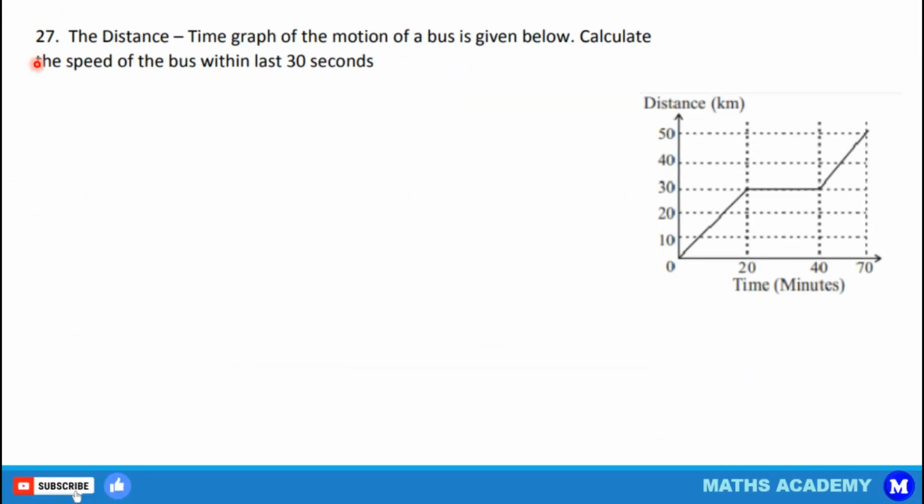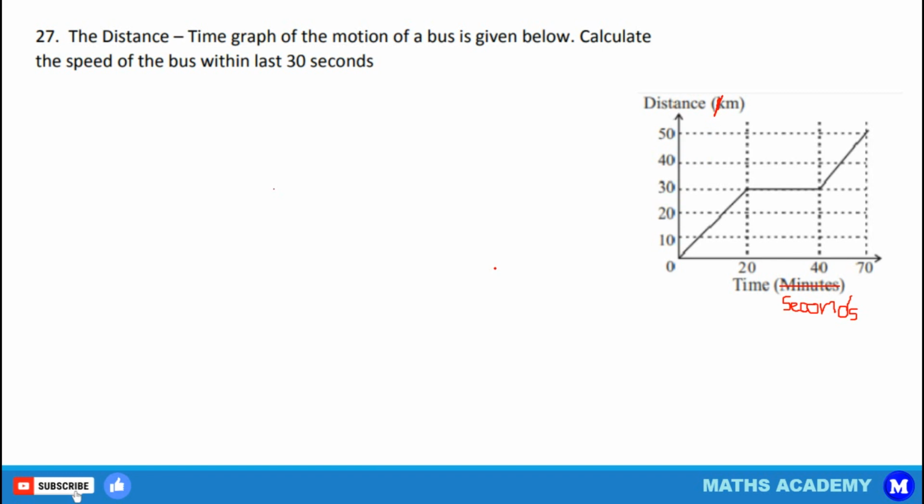Question number 27. The distance time graph of the motion of a bus is given below. Calculate the speed of the bus within the last 30 seconds. So this is the distance time graph and they have given the distance in kilometer and the time in minutes. This should be seconds and this should be meters, not kilometers.